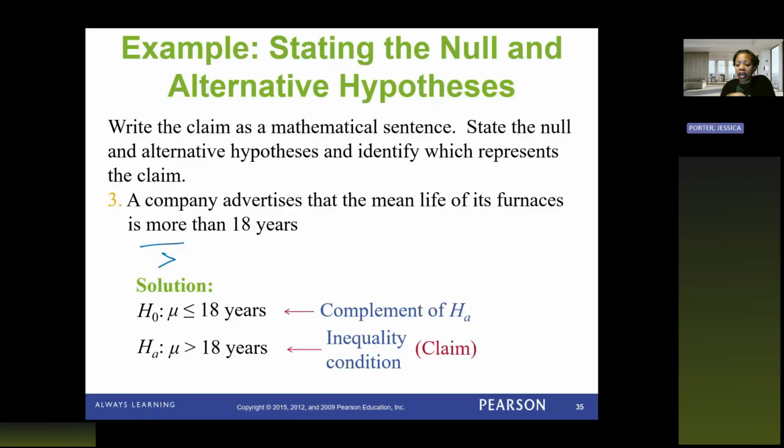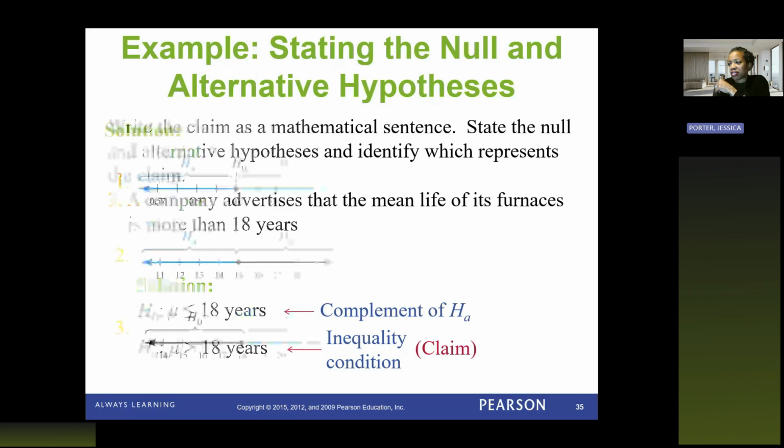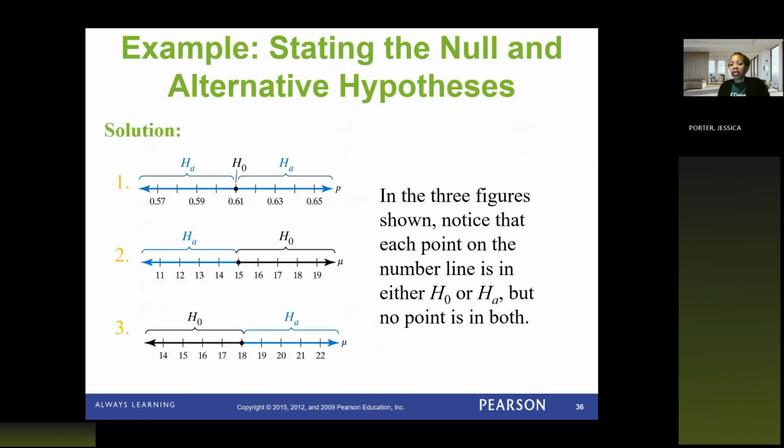Toward the end of the night, we're going to work these from top to bottom, and we'll find the null and alternative hypothesis. We'll write the hypothesis statements. We'll find the critical value. We will then perform the hypothesis test, and you can see what that looks like. Now, here is what they're showing. They're showing us the 3 examples, basically.